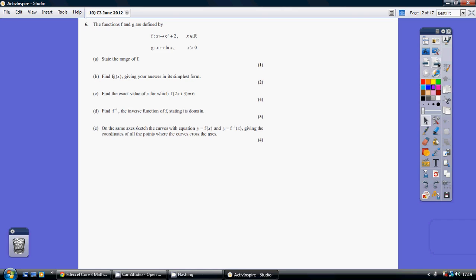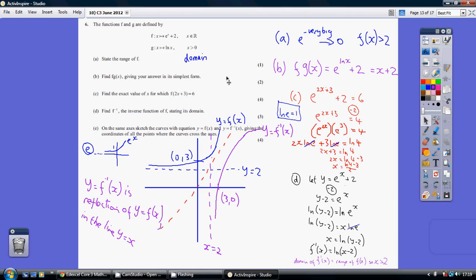Question 6. So, state the range of f. Well, think about this first term, e to the power of x. The very smallest that can be is approaching 0. So, if you take a very big negative value for x, e to the x is approaching 0 but never quite reaching it. So, the range of f is always just going to be greater than 2. So, f of x is greater than 2.